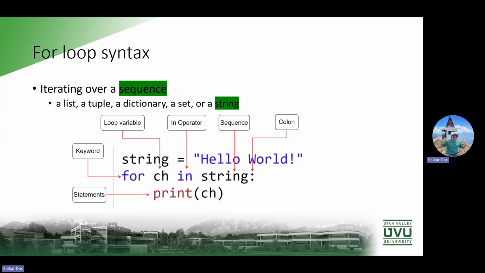Then automatically for the for loop, the loop variable moves forward to the next item of the sequence. What is the next item? E. It prints E, then L, then L, then O. So the important thing is the loop variable is updating. We are using the ch variable to print, but it prints different characters. That means every time, ch updates by itself, it moves forward to the next item in the sequence. Does that make sense?